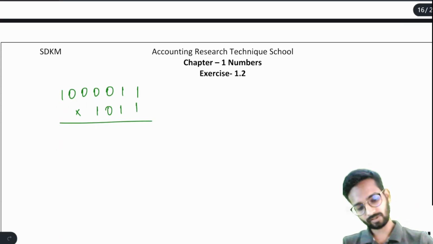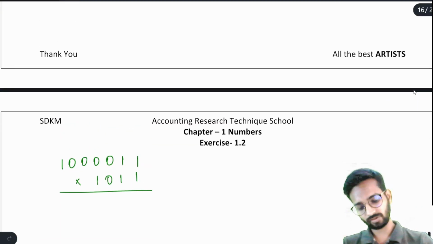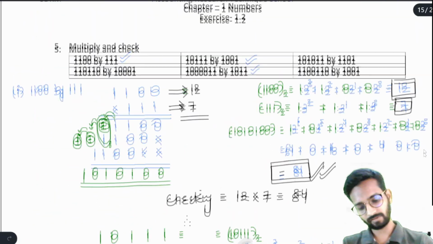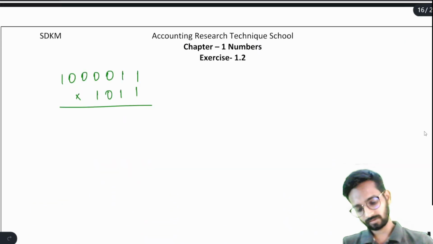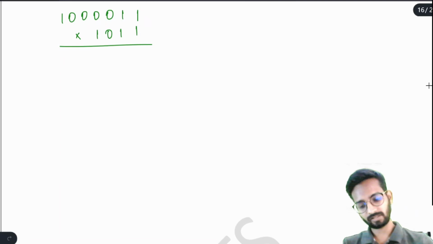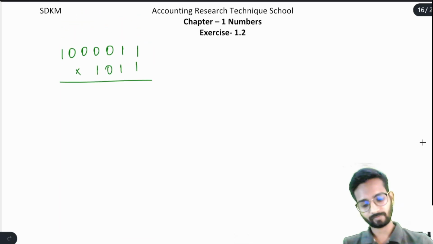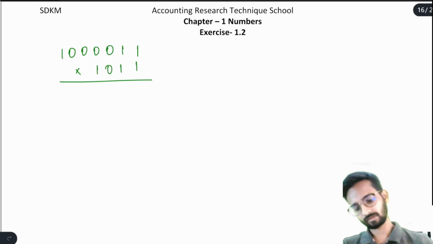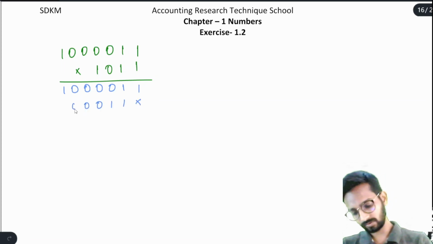Kindly check the question also twice, because if any one or zero got mistake, then it will become very difficult. Now, multiplying these numbers. First, you have to multiply by 1 only, so 1, 0, 0, 0, 0, 1, 1. Again the same, 1, 1, 0, 0, 0, 0, 1. After this, zeros. How many? 3, 4, 5, 6, 7.